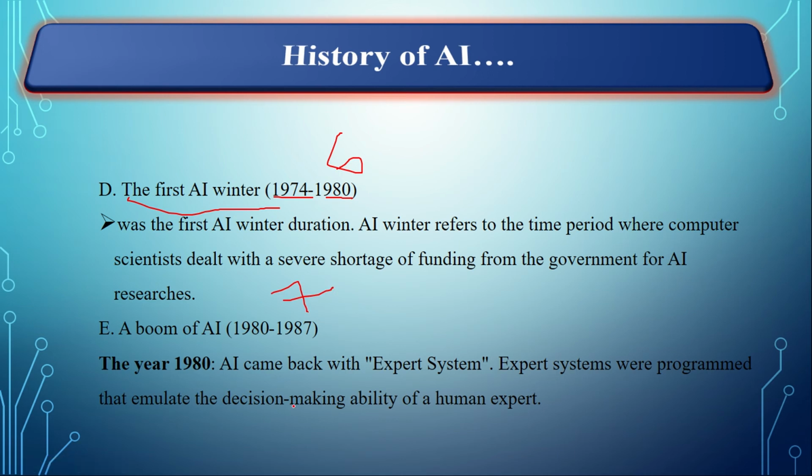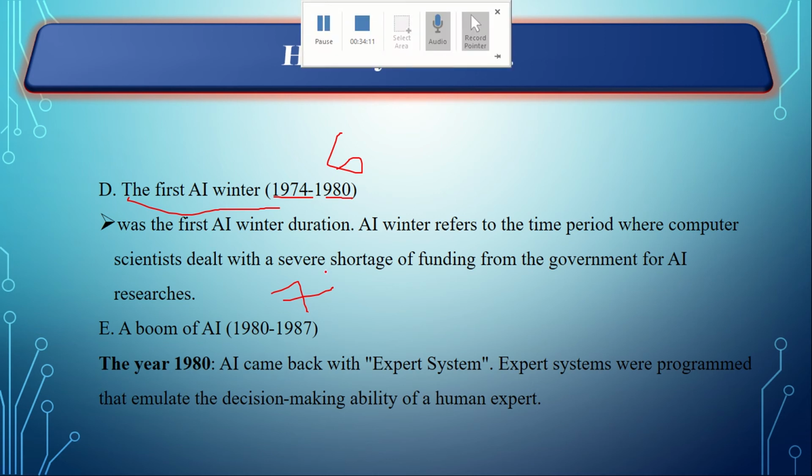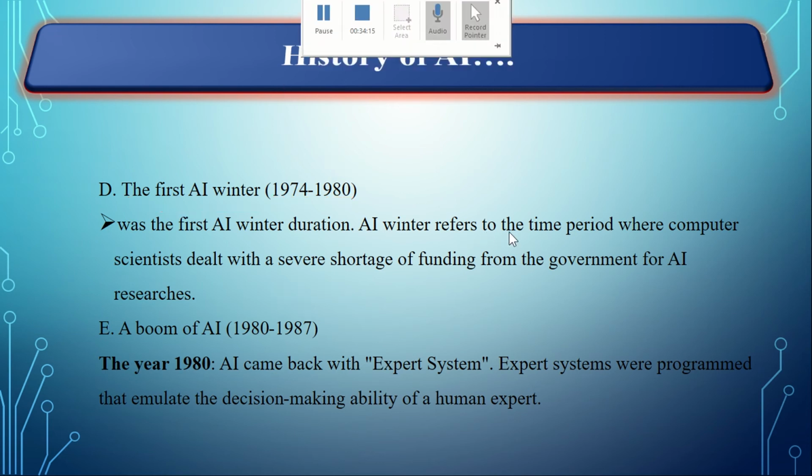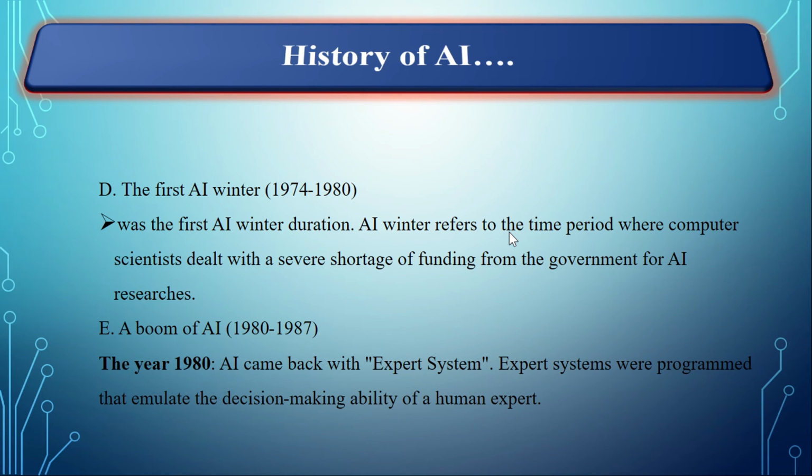The year 1980, AI came back with expert systems that were programmed to emulate the decision making ability of a human expert. Good. So now the year 1980, as I told you.